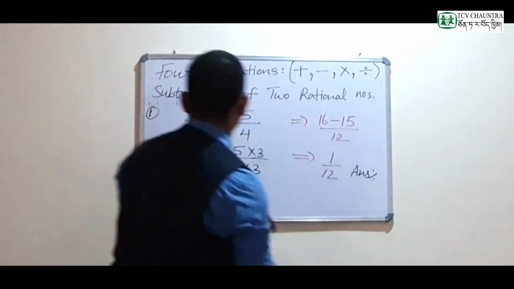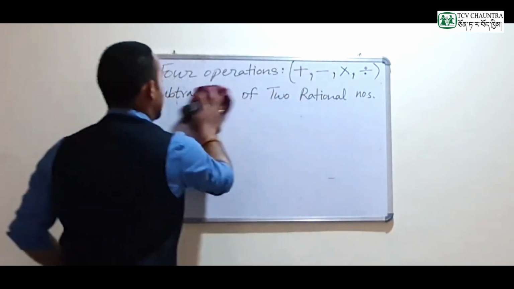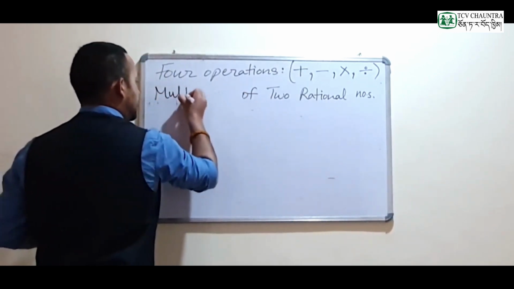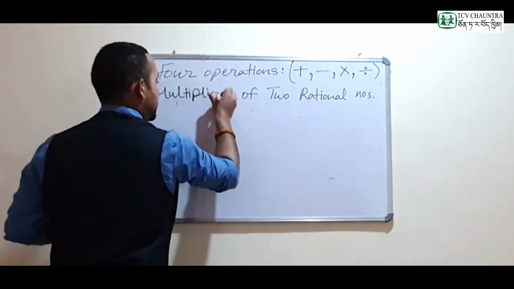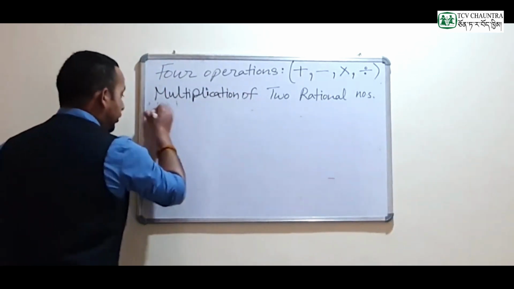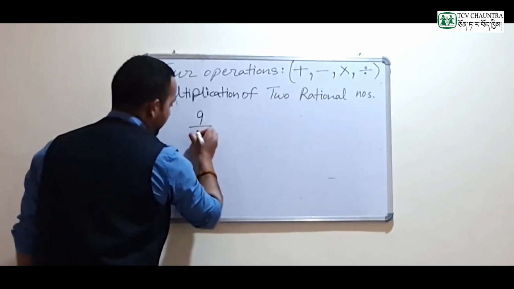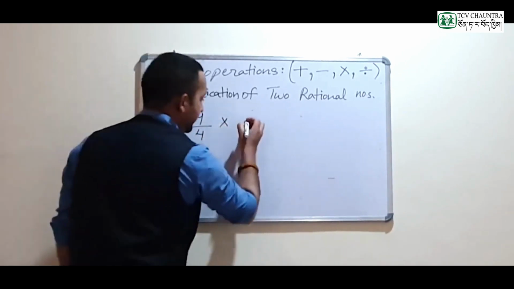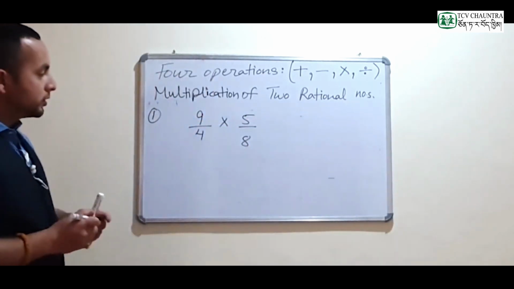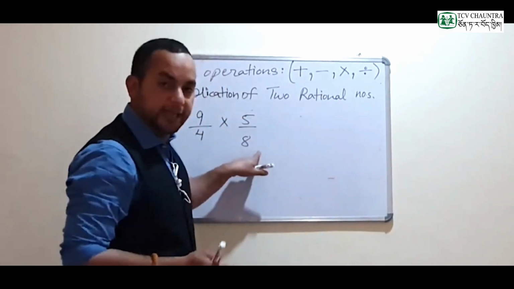Next we have multiplication of rational numbers. Again we are going to take an example. So suppose we take the example 9 upon 4 multiplied by 5 upon 8. So 9 upon 4 is a rational number and 5 upon 8 is again a rational number.